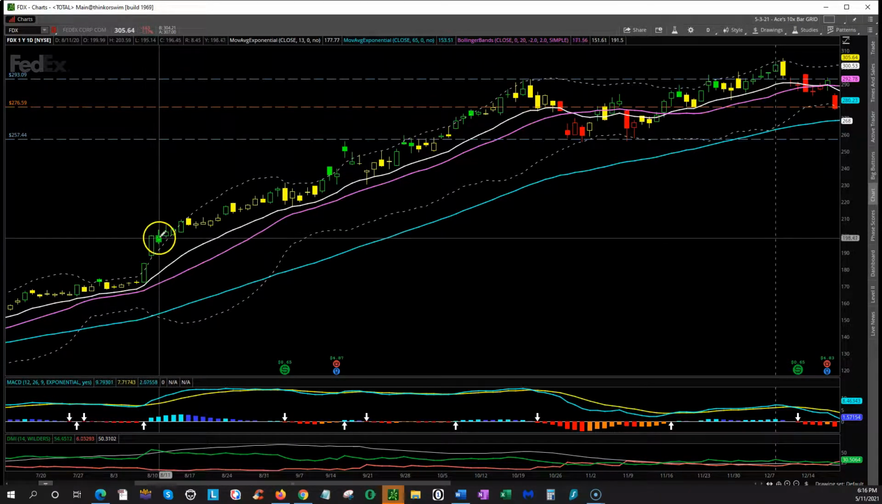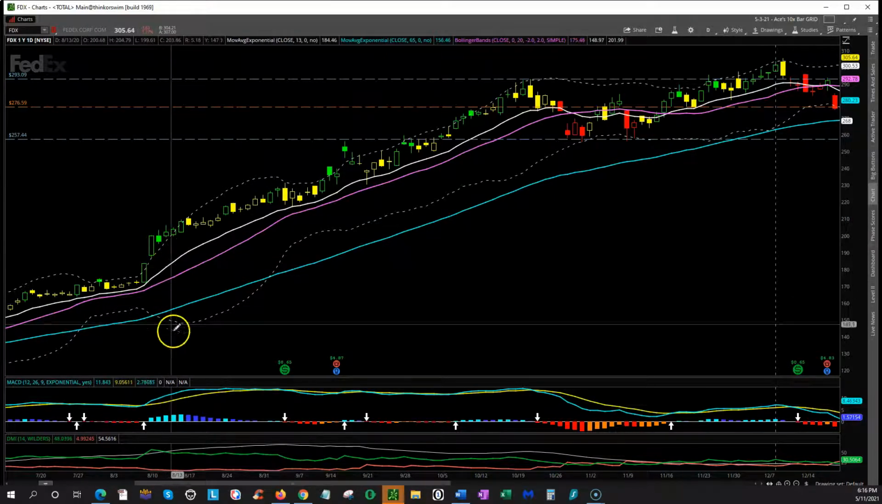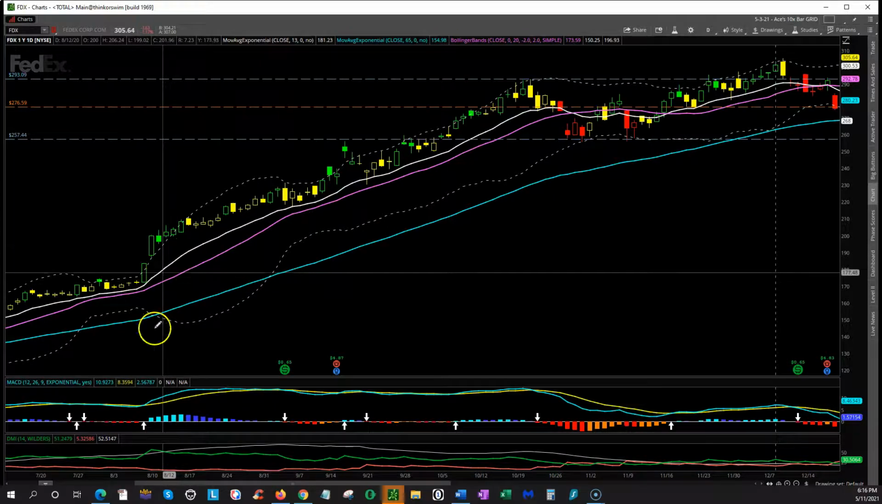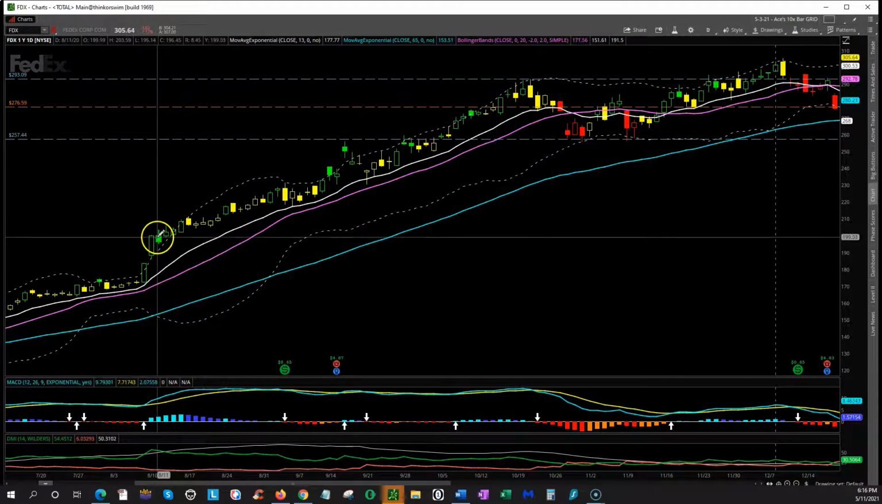This is why these bars are printing green. Even this bar that retraced a little bit still printed green because these parameters are met. Trend was met and momentum was met. So the bar stays green.